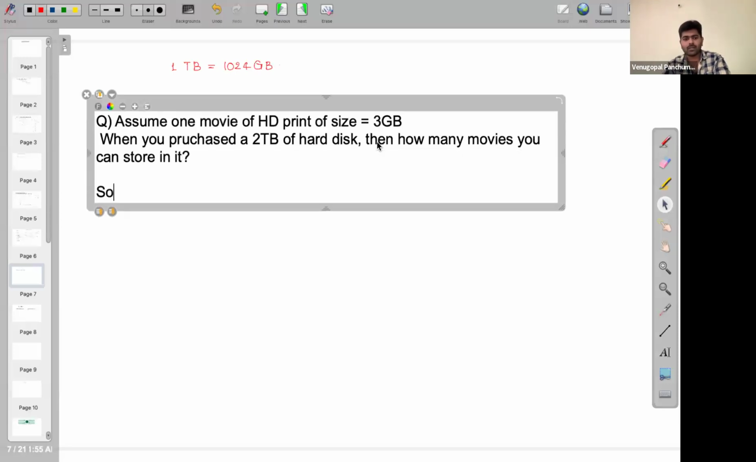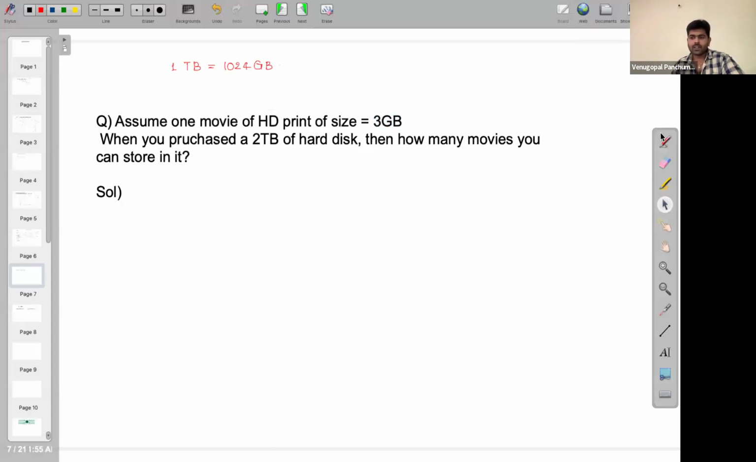Okay. So tell me the answer. You purchased a hard disk of 2 TB, and one movie size is 3 GB. Then how many movies can you store in that hard disk? Okay, so see the solution.